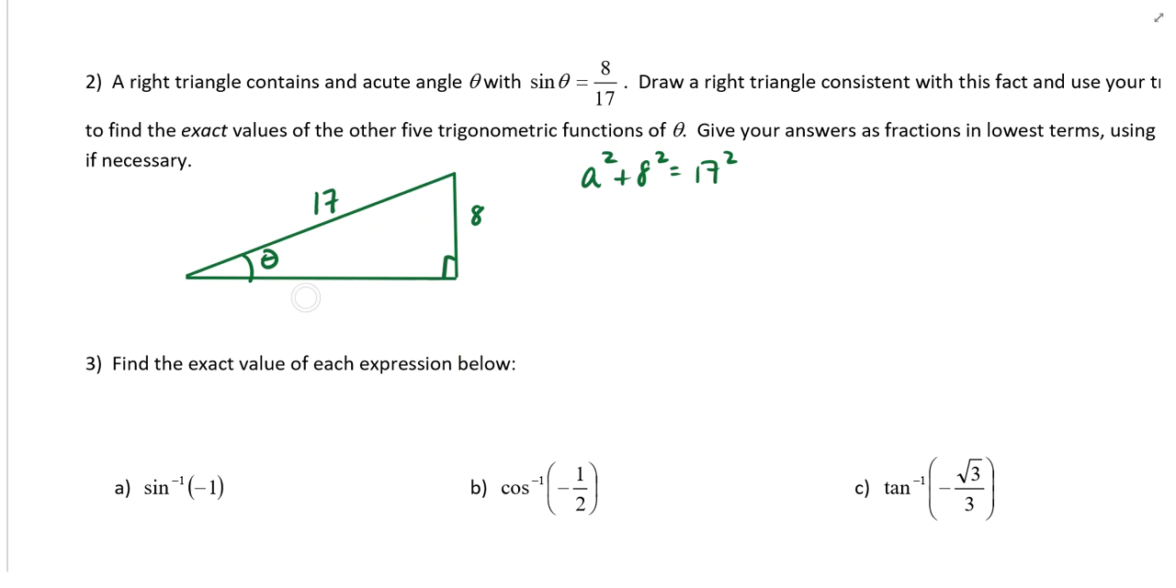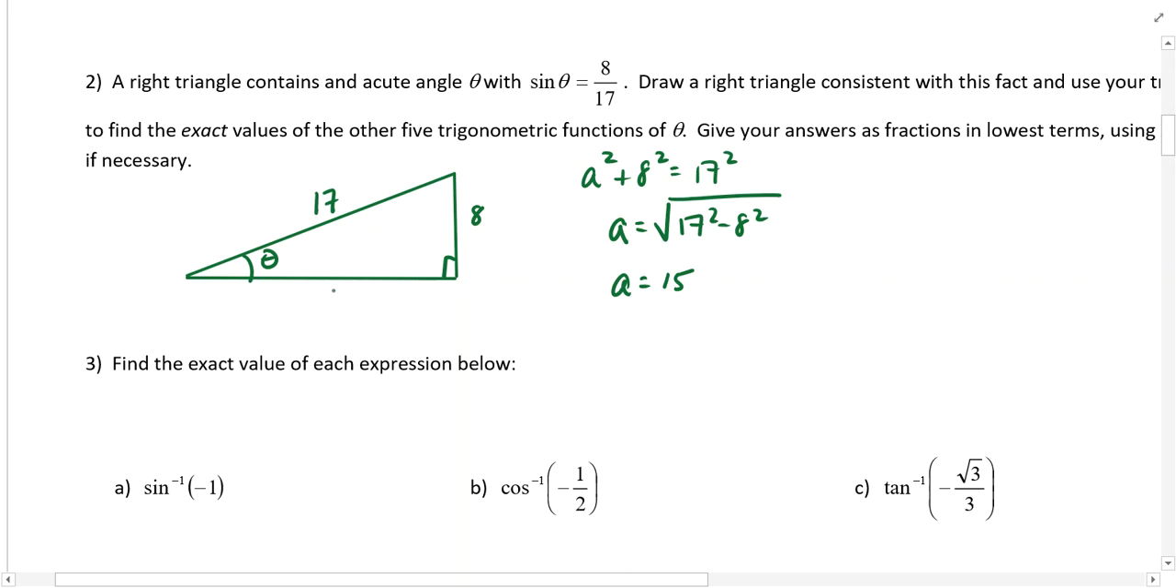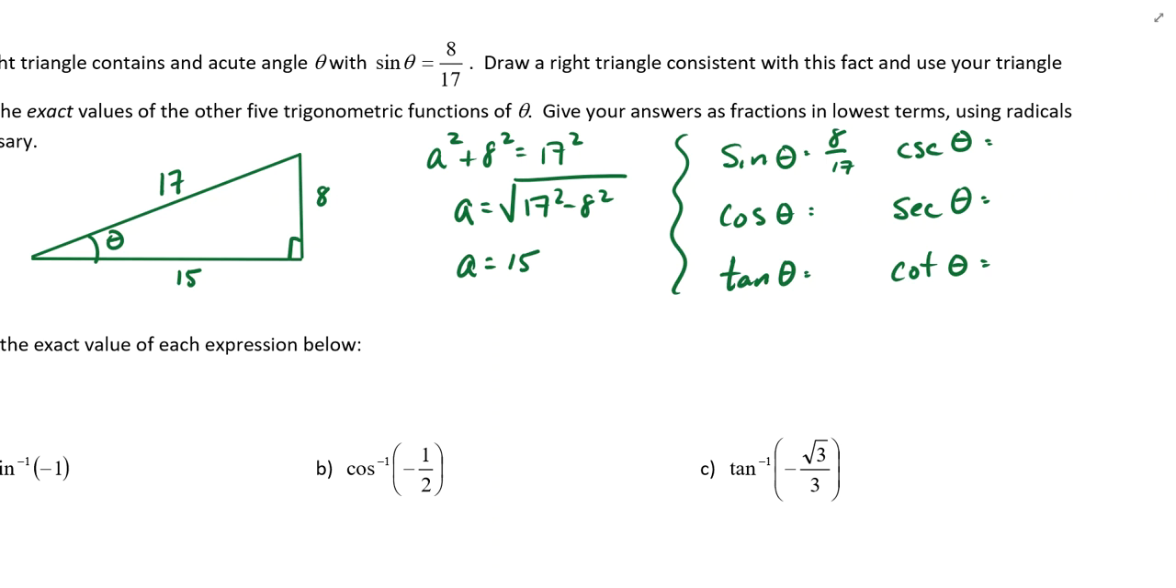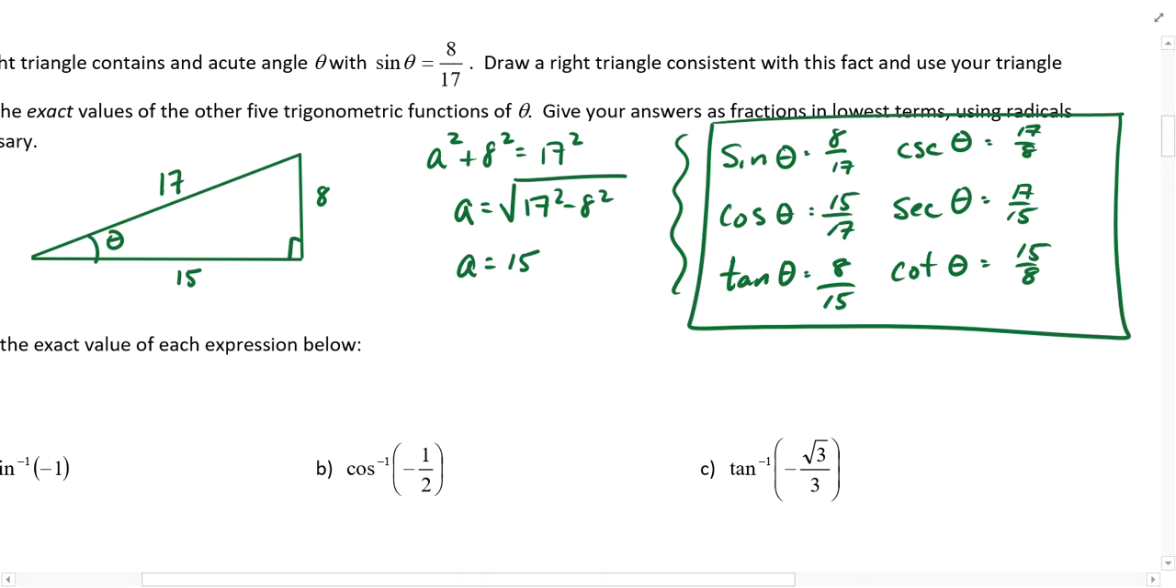We can use a Pythagorean equation here because this is a right triangle and we're missing one side out of 3. And if this side length computes to 15, I think this diagram is pretty reasonable. And now that we have a completed triangle, we can answer the remaining trig function values just like we've done before. And those answers seem reasonable to me.